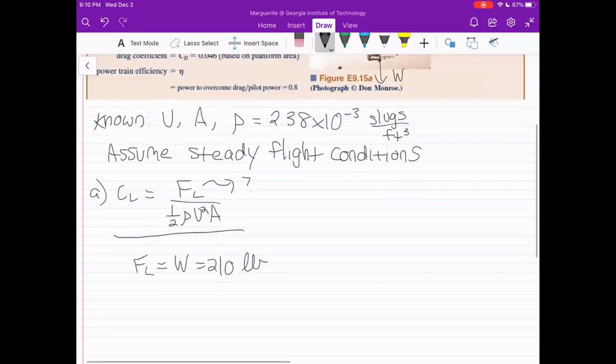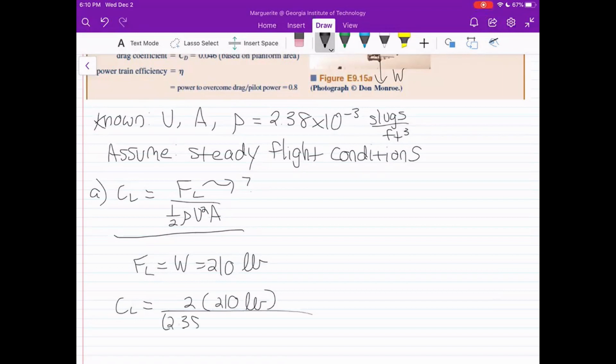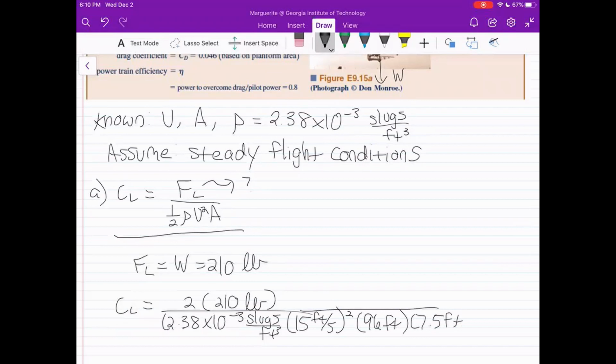Okay. So now we know FL, so we can easily solve for the lift coefficient. I'm just going to move that 2 up here. So we have 2 times 210 pounds divided by 2.38 times 10 to the negative third slugs per foot cubed times 15 feet per second squared times 96 feet times 7.5 feet. Does anybody want to calculate that for me?